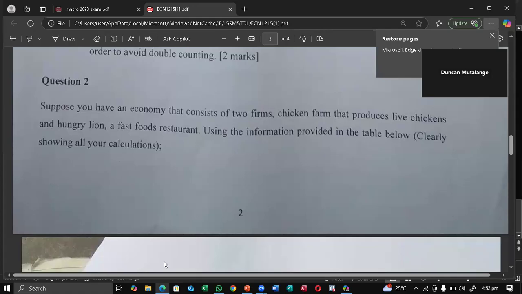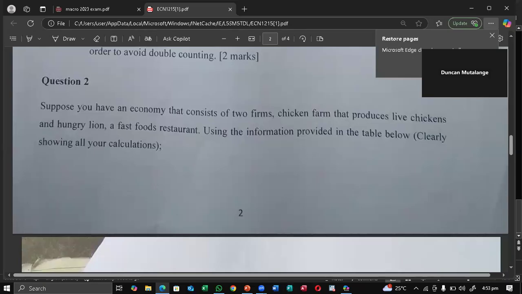So let's look at the first one here. We have a question here. This should be from UNZA, one of the past papers, one of the most recent, I think 2020, 2023 probably. So we can look at this question here. Dealing with question 2, it says, suppose you have an economy that consists of two firms. We have the chicken farm that produces live chickens, and Hungry Lion, a fast food restaurant. Using the information provided in the table below, clearly showing all your calculations, solve the following.